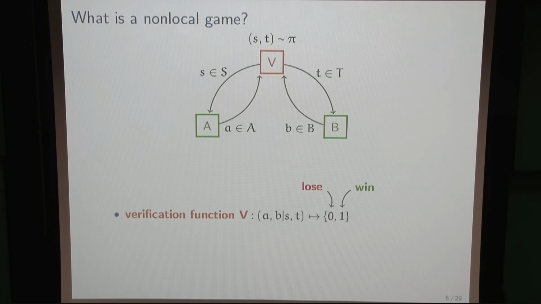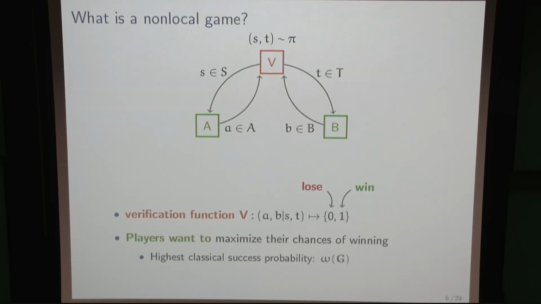What makes it complicated is that Alice and Bob cannot talk to each other after they have received these questions S and T from the verifier. They can meet before the start of the game. They know pi and they know the rules of the game, V. And they can agree on some strategy that they're going to use in order to try to maximize their chances of winning. That's the goal of Alice and Bob. They want to win, right?